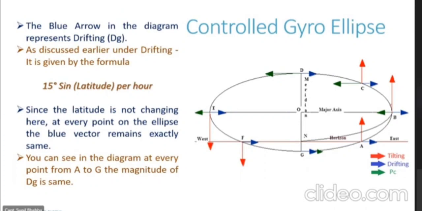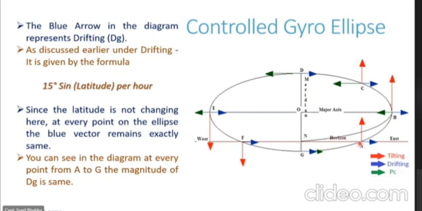Now, the approach which we are going to follow is, there are three forces which are at play here. Tilting, represented by the red arrow, drifting, represented by the blue arrow, and the control precession, represented by the green arrow.